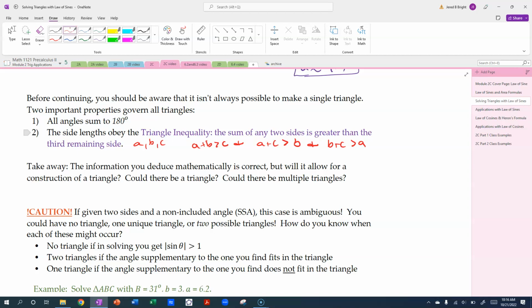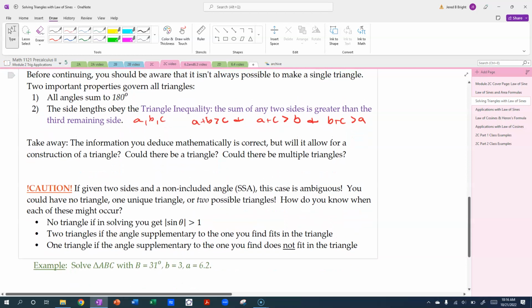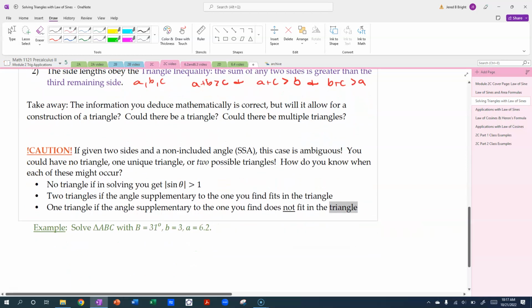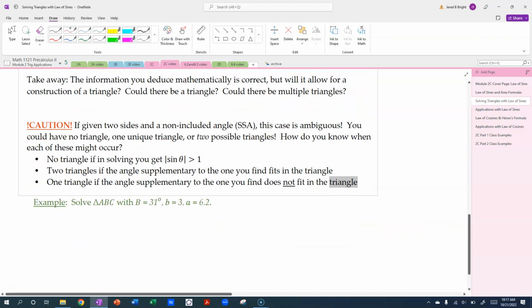So you can find it, but then there's always this question of, could there be a triangle? Because it said it's not always possible to make a triangle, or could there be multiple triangles? And so with that, I want to caution us, if we're thinking about the different cases where we could use law of sines, you can use law of sines if you're given two sides and a non-included angle. That might be called the side-side-angle criteria.